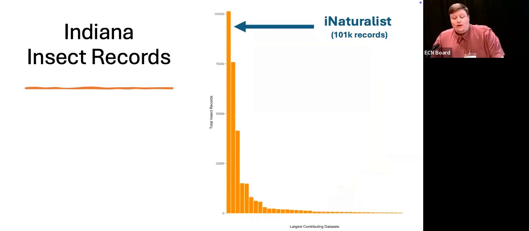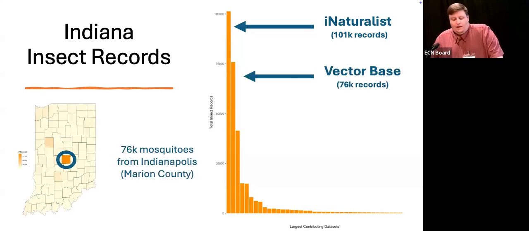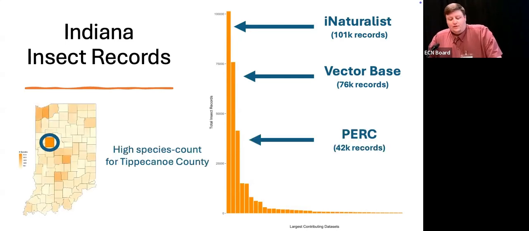And as we heard a lot about this morning, iNaturalist is the largest with over 100,000 records. So 40-some percent of insect knowledge online in terms of records for the state comes from iNaturalist. Then the next one is vector-based. And so there are 76,000 mosquitoes only from Indianapolis, the largest population center in the state. So that county is a huge outlier, but that makes sense why it's such an outlier there. And then Purdue is in Tippecanoe County. So the Purdue Entomological Research Collection is the third largest contributor of Indiana records. And so those two counties can be considered outliers, maybe from a data provider standpoint.